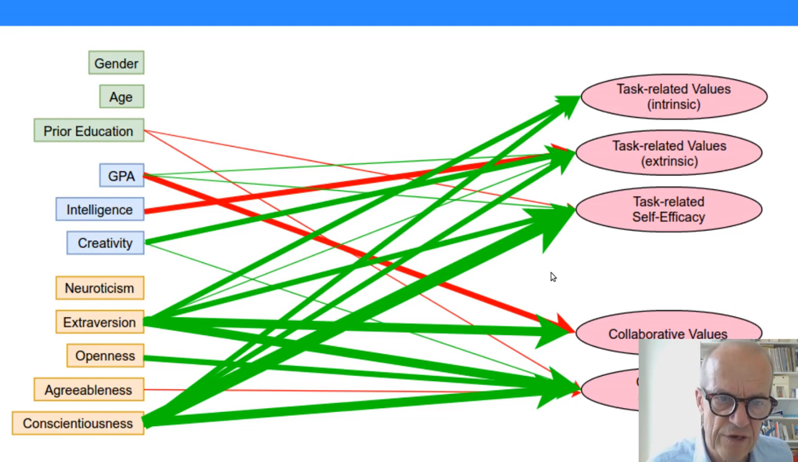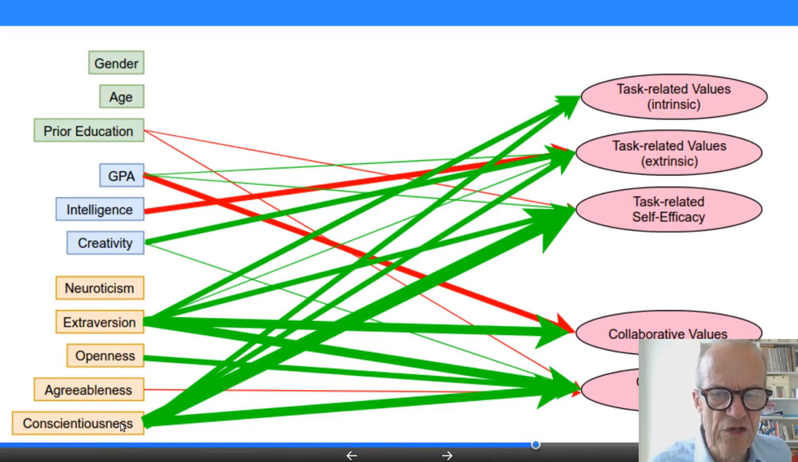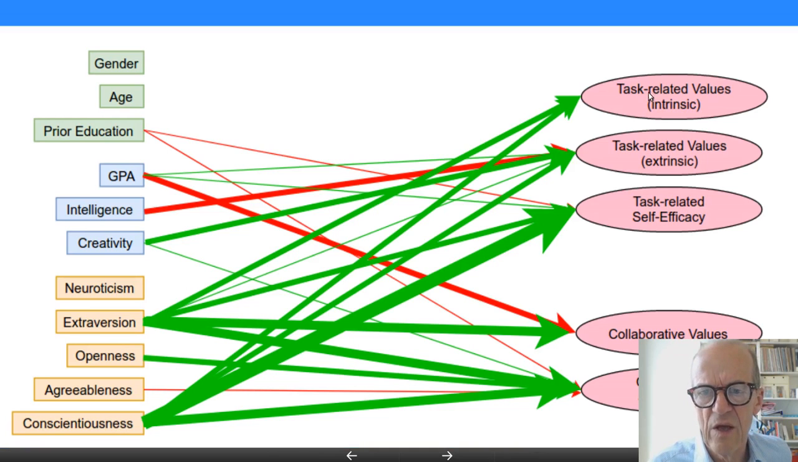But as far as creativity is concerned, there is a positive influence. So the higher the creativity score, the higher the extrinsic value of the task was evaluated. And there are strong positive effects from the extraversion characteristic in the Big Five, and also the conscientiousness characteristic, and also the openness to new experiences characteristic. So let's say that conscientiousness positively influenced at least, I think, four of the five variables.